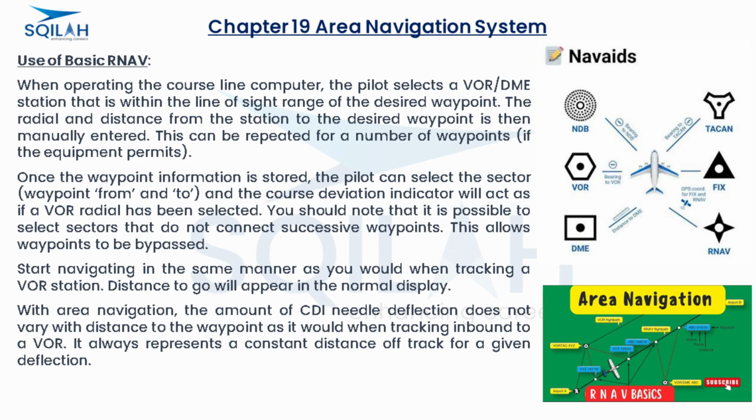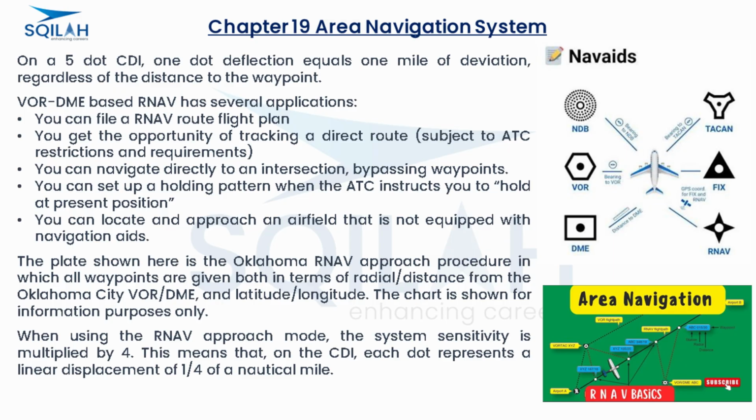Start navigating in the same manner as you would when tracking a VOR station. Distance to go will appear in the normal display. With area navigation, the amount of CDI needle deflection does not vary with distance to the waypoint as it would when tracking inbound to a VOR. It always represents a constant distance off track for a given deflection. On a 5-dot CDI, 1 dot deflection equals 1 mile of deviation, regardless of the distance to the waypoint.